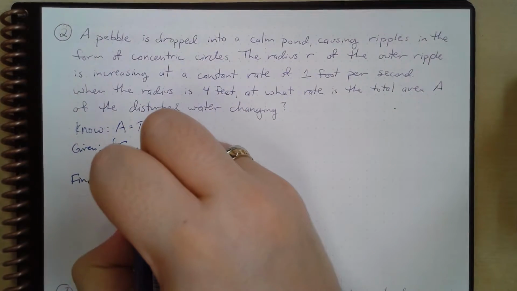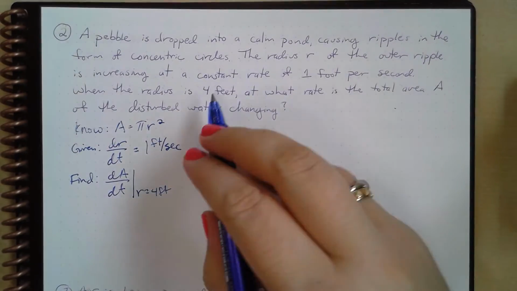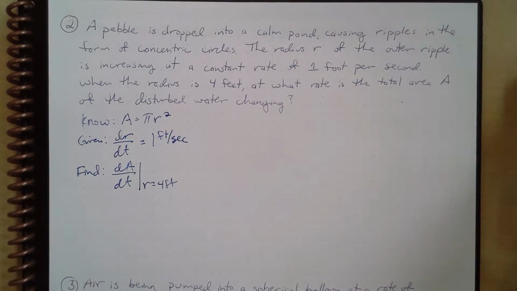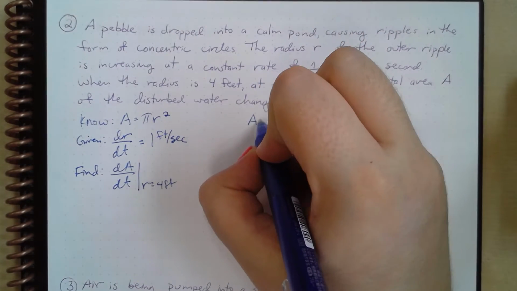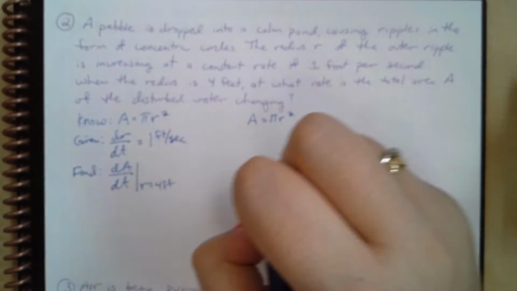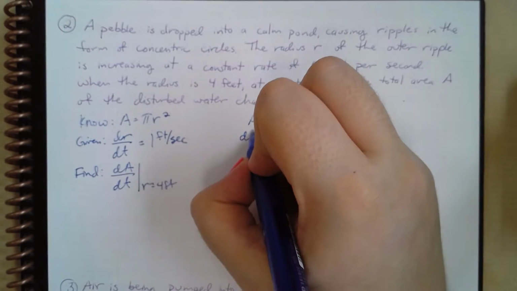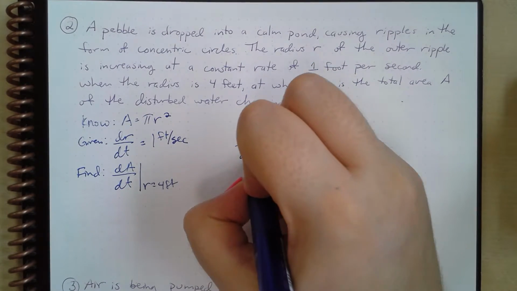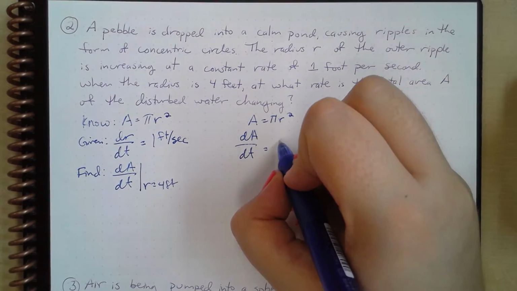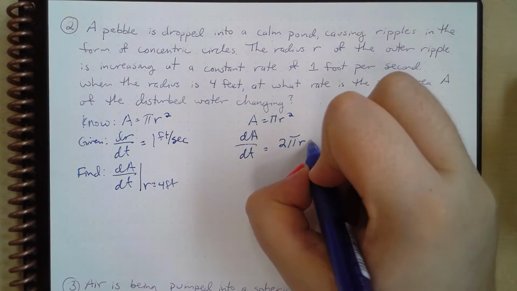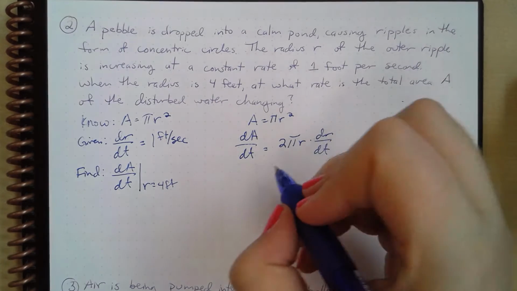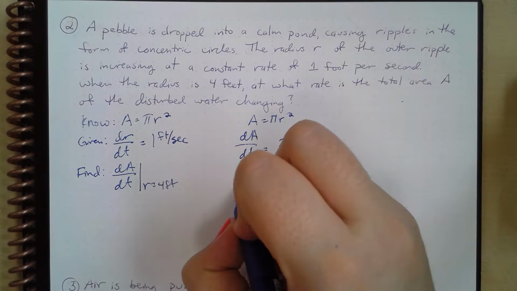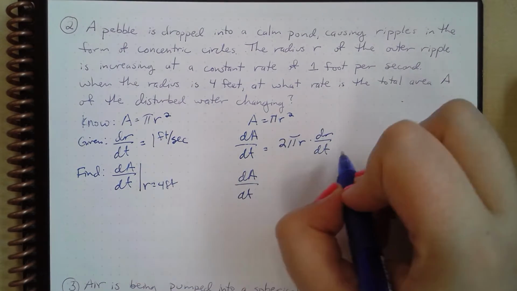At r equals 4 feet. That was actually given to us. So we're going to find dA over dt. We can take A equals pi r squared, and we're going to use implicit differentiation. So dA over dt is equal to 2 pi r times dr over dt, right? So dA over dt, I can't simplify that anymore.